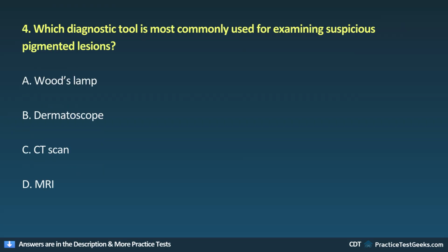4. Which diagnostic tool is most commonly used for examining suspicious pigmented lesions? A. Wood's lamp. B. Dermatoscope. C. CT scan.